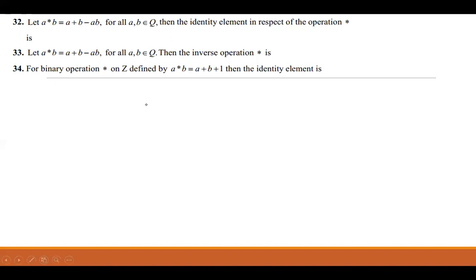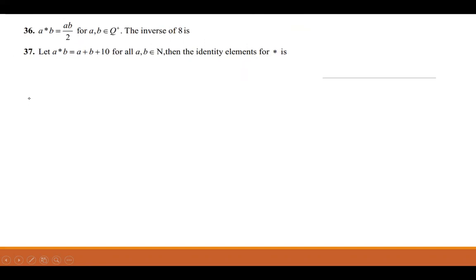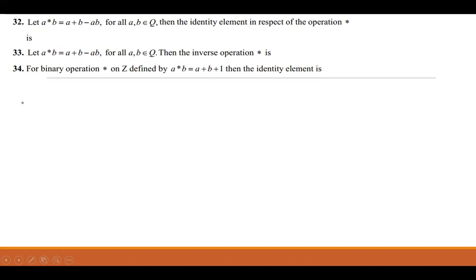Okay, so to find the identity element or the inverse of any given binary operation, you first have to understand that if you find the operation between the identity element and the original element, the answer is always supposed to be equal to that element.